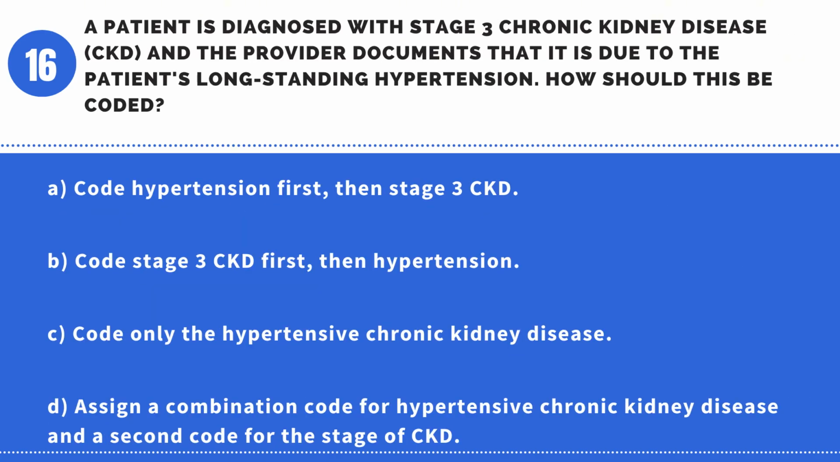Question 16. A patient is diagnosed with stage 3 chronic kidney disease, CKD, and the provider documents that it is due to the patient's long-standing hypertension. How should this be coded? A. Code hypertension first, then stage 3 CKD. B. Code stage 3 CKD first, then hypertension. C. Code only the hypertensive chronic kidney disease. D. Assign a combination code for hypertensive chronic kidney disease and a second code for the stage of CKD.